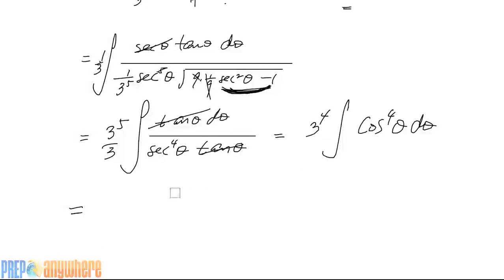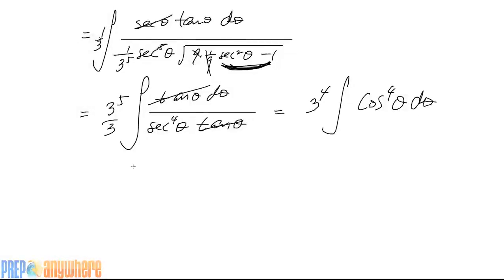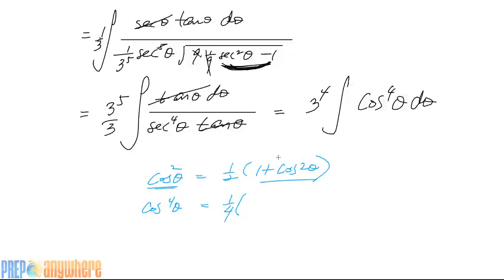So to integrate cosine to the power of 4, we actually have to use a double angle formula twice. Recall that cosine squared theta is equal to half of 1 plus cosine of 2 theta. If I square both sides, I get 1 over 4. I'm going to square this binomial expansion: 1 plus 2 cosine of 2 theta plus another cosine squared 2 theta.